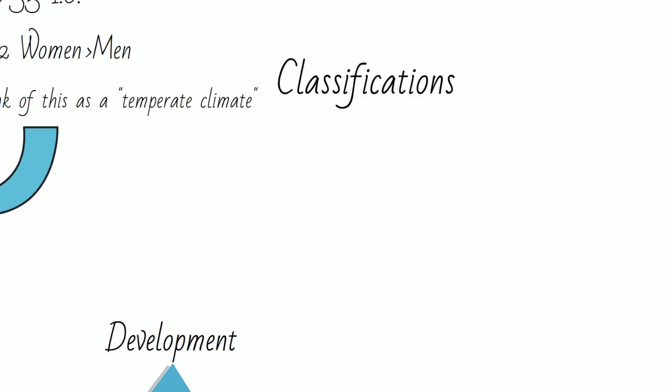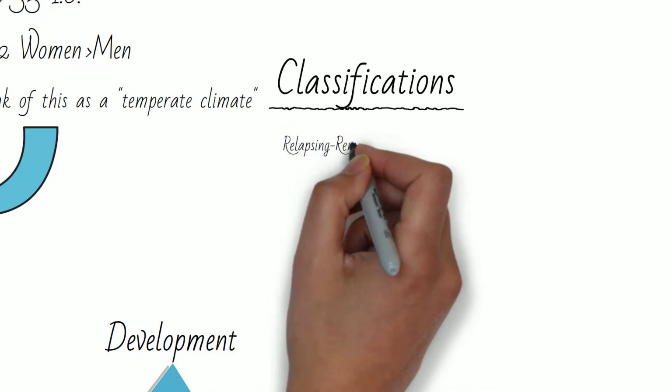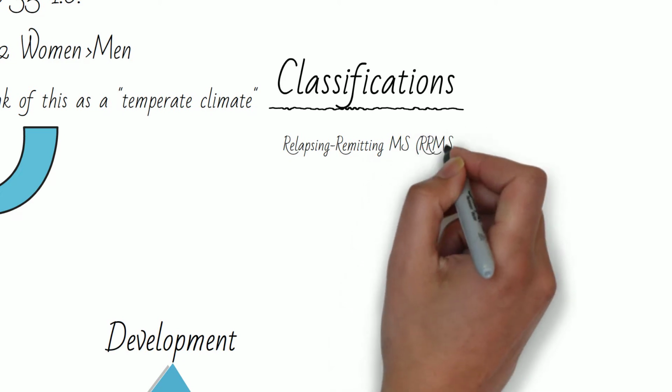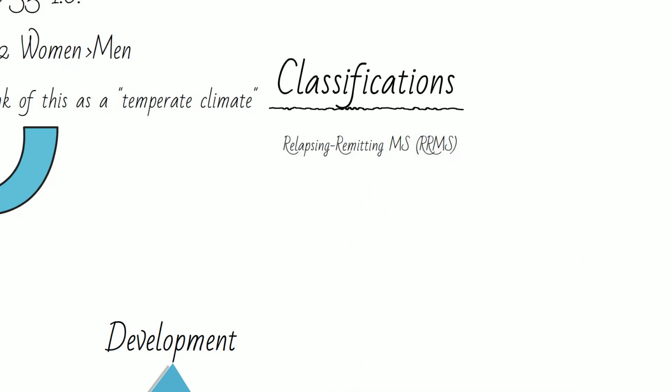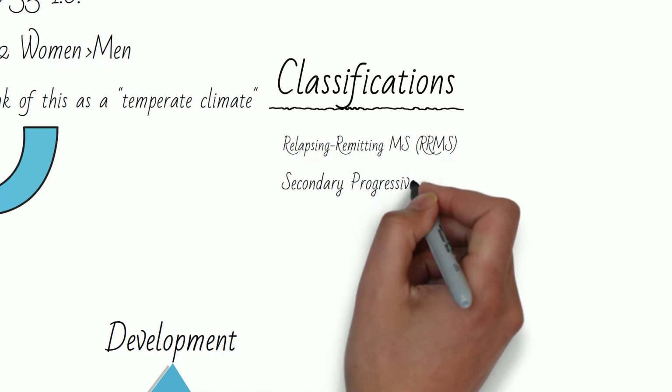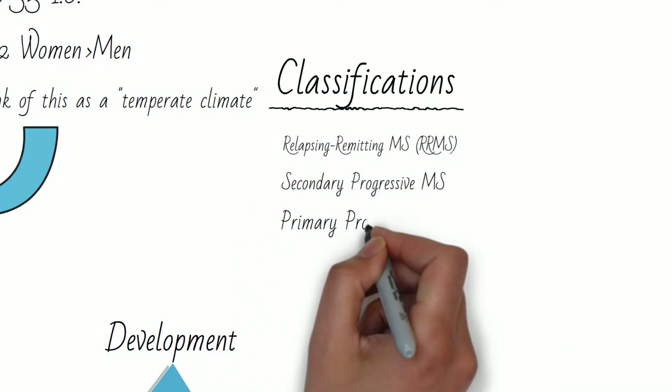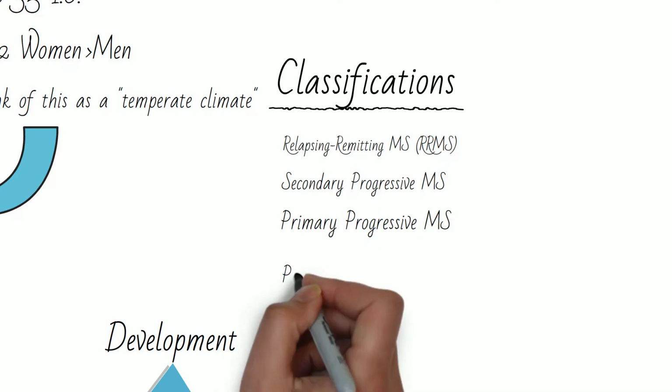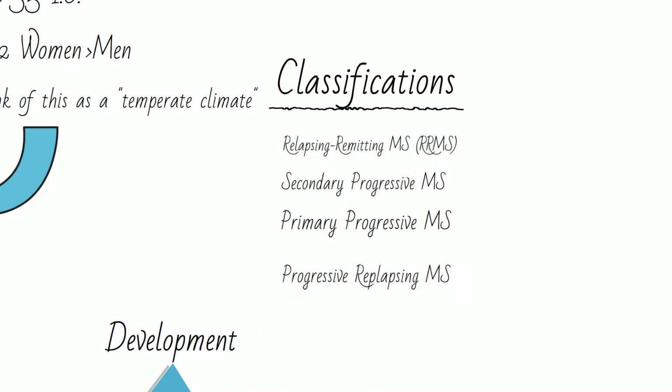Jumping on over to some classifications for MS, we have the relapsing remitting multiple sclerosis, or the RRMS, which is actually the most common at 85%. The other classifications are secondary progressive MS, primary progressive MS, and progressive relapsing MS.